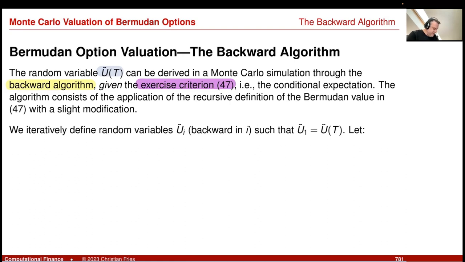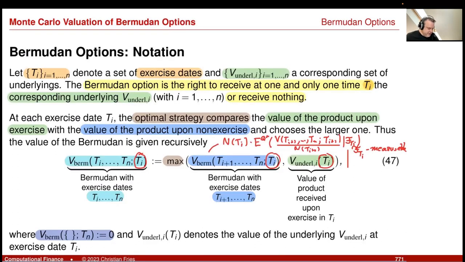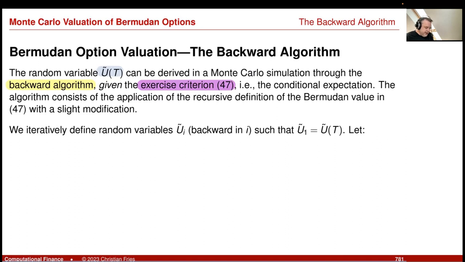okay, so what was that? My exercise criteria was just compare the value of the Bermudan with the future exercise dates to the underlying. And for this, of course, I need the conditional expectation operator, because I need to value the Bermudan in the future. Note that valuing the future Bermudan is like valuing u tilde with the stochastic time that is just constructed using the future exercise dates.